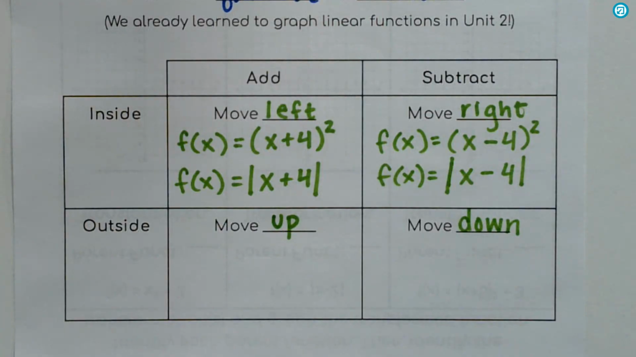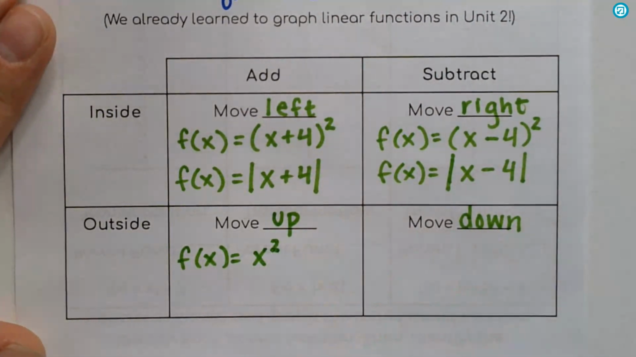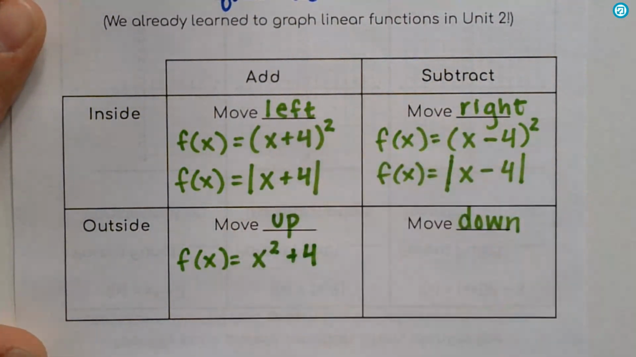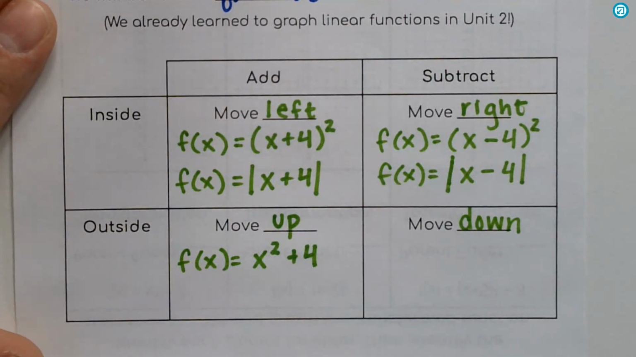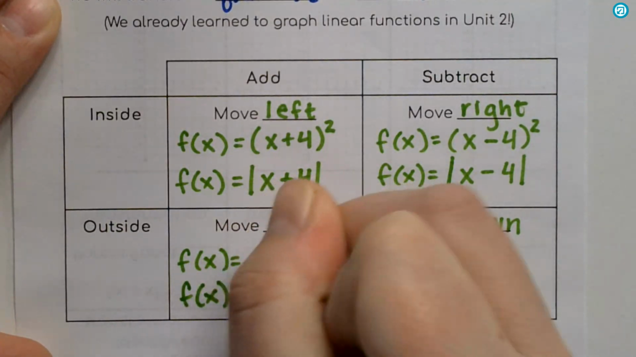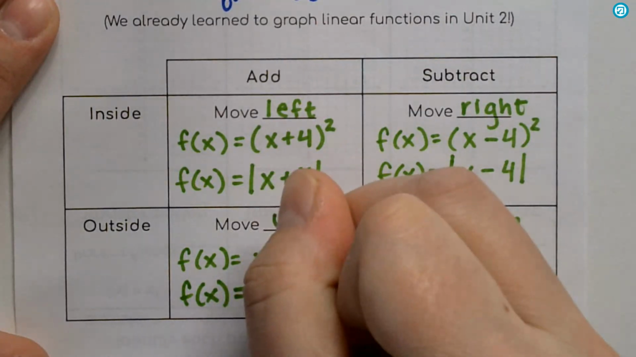So what that's going to look like for adding outside: it would be f of x equals, I would have my x squared, then I would be adding after the squared. So let's put a plus 4 there. For an absolute value one, I would have my f of x, and I would have the absolute value of x, and I would be adding outside of that. I would be adding after.